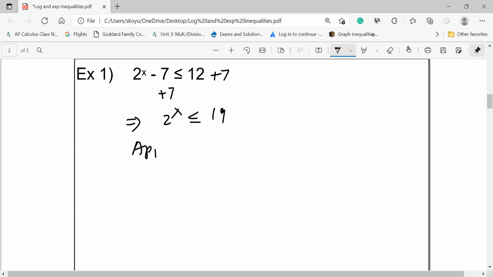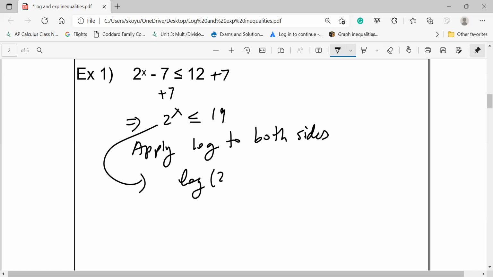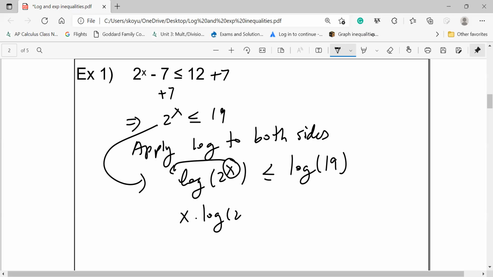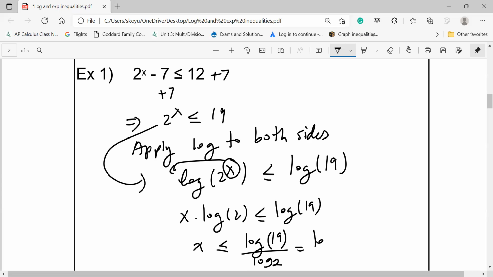And now I can apply log to both sides. So this will change to log of the exponential less than or equal to log 19. I'm able to do that because both sides are positive. Otherwise, I cannot do it if one side is negative. So then take this power and put it right here. So x times log 2 is less than or equal to log 19. And then divide both sides by log 2. I can still do that because it's positive, which is the same as log base 2 of 19.